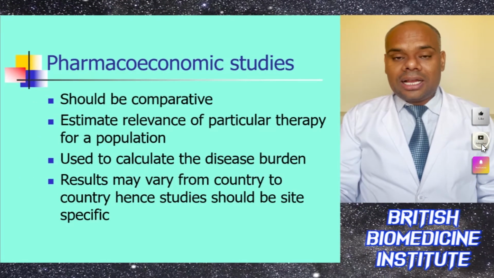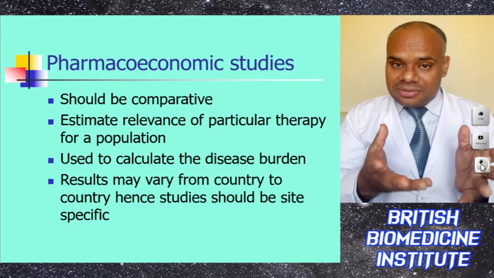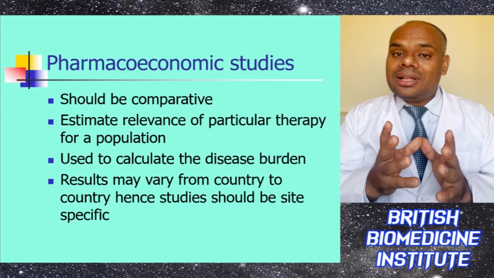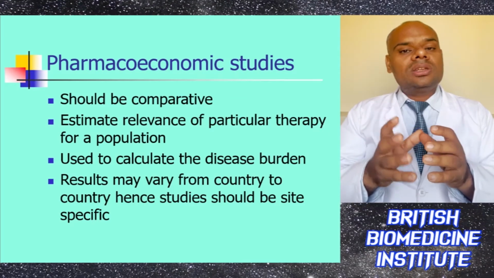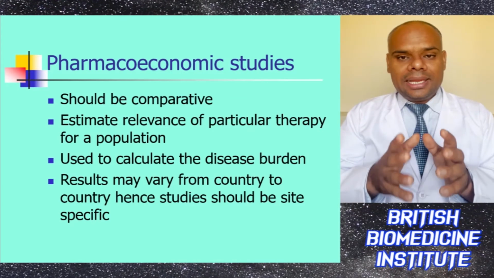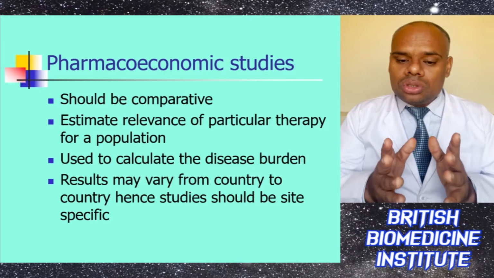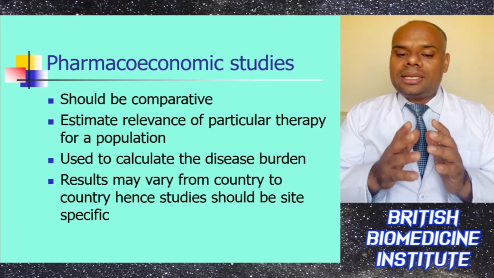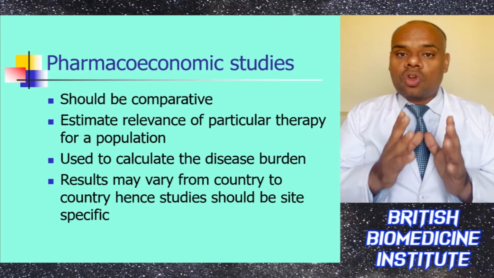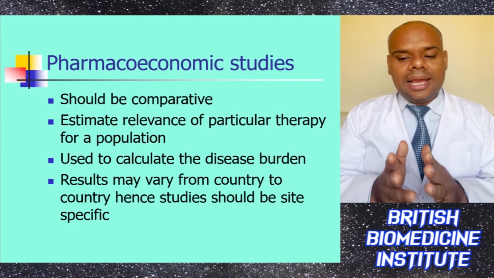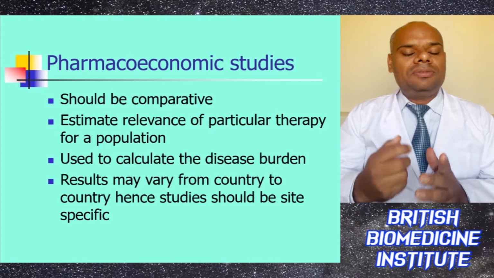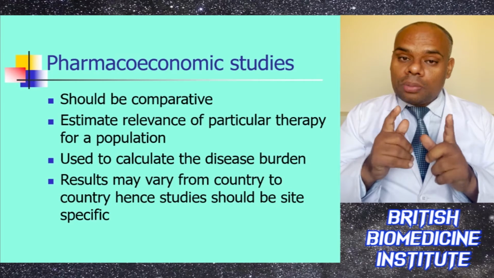Pharmacoeconomic studies are basically comparative studies, and they try to establish the relevance of a particular treatment for a population. They are also used to calculate the disease burden, and the result may vary from one country to another country. Hence the studies should be site specific under pharmacoeconomic studies.